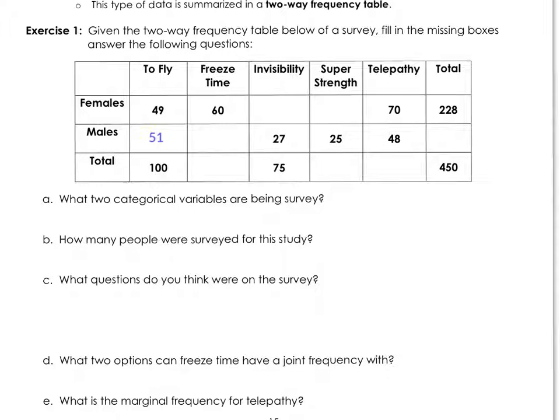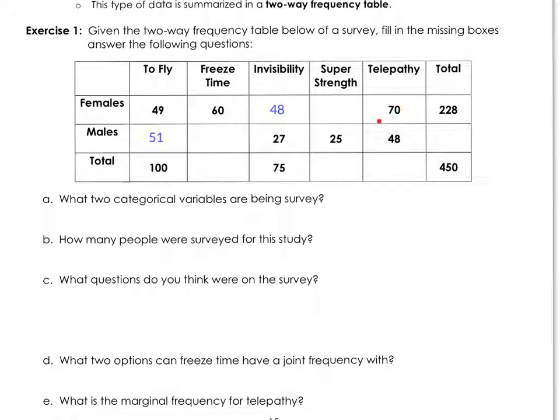So the next one we can't fill out that way yet because I have 60, but I don't know the total or the number of males, so I can't go to this one yet. But if I know 75 total here, 27 males chose invisibility, 75 total, that means that 48 are left for the females. The next one, again, I have to skip for now because I only know the males. I have two unknowns here.